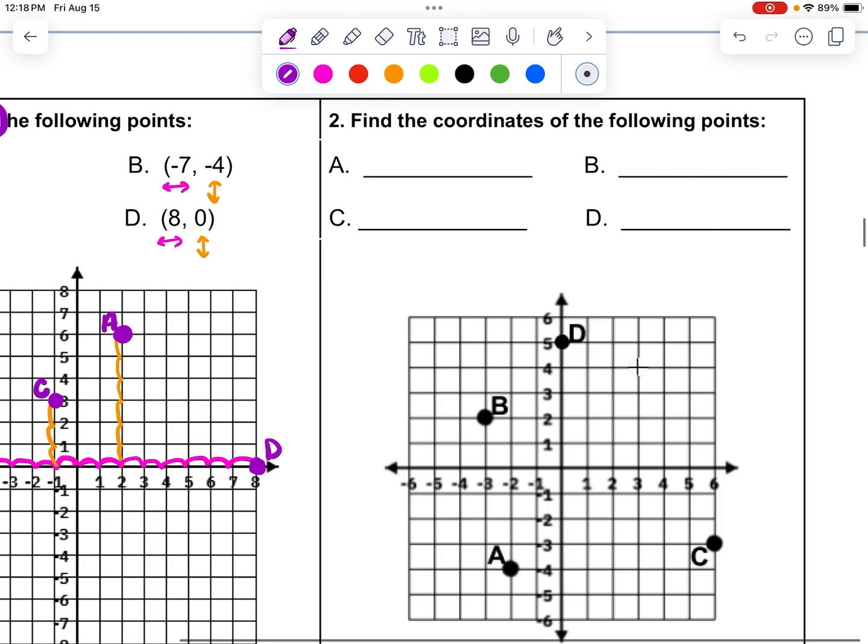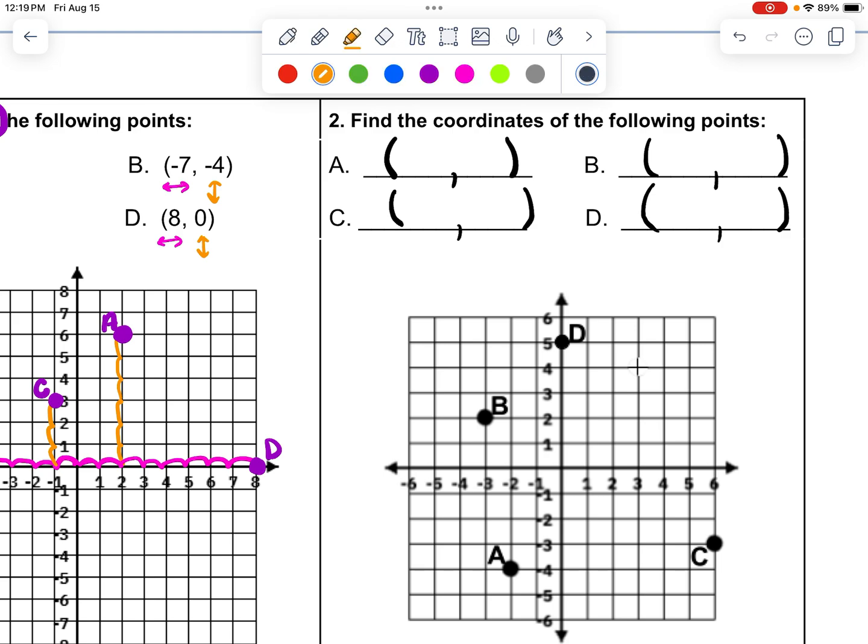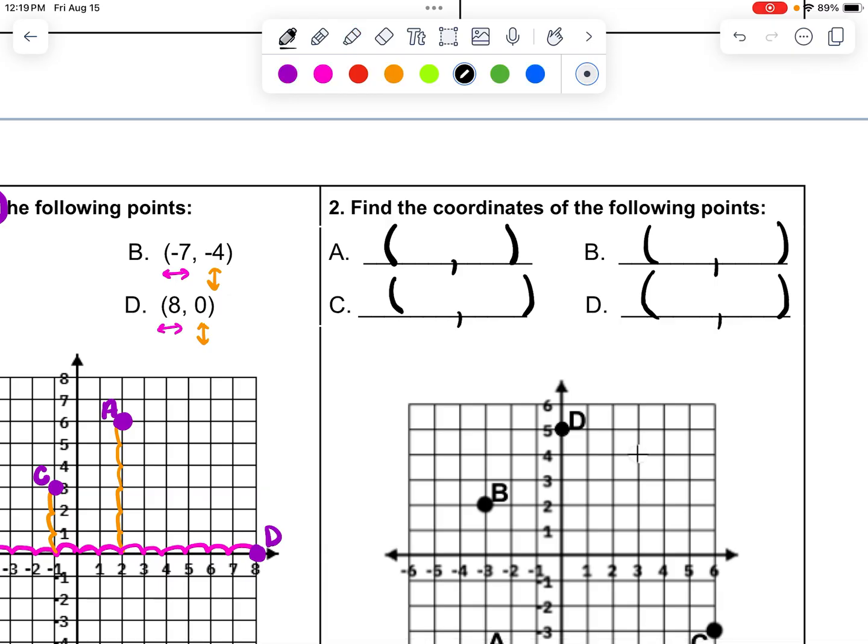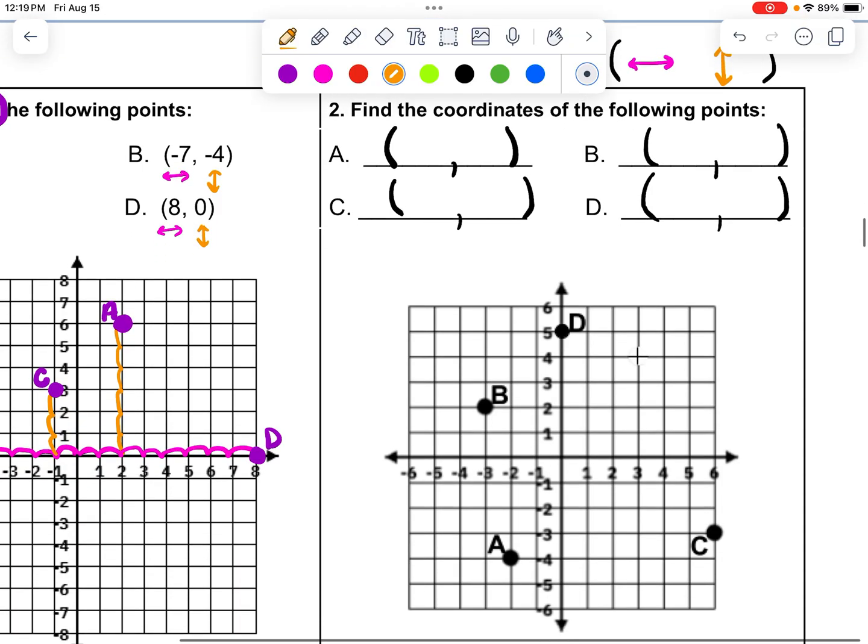Next, find the coordinates of the following points. So what we're going to do is look at the points and try to figure out the numbers. In order to do that, I'm going to start by putting a big parentheses with a comma on each of these lines so that I can make sure that I have space for both of the numbers I need to find. Now, remember, in a point, the first number is, did I go to the right or did I go to the left and how far? And the second number is, did I go up or down and how far?